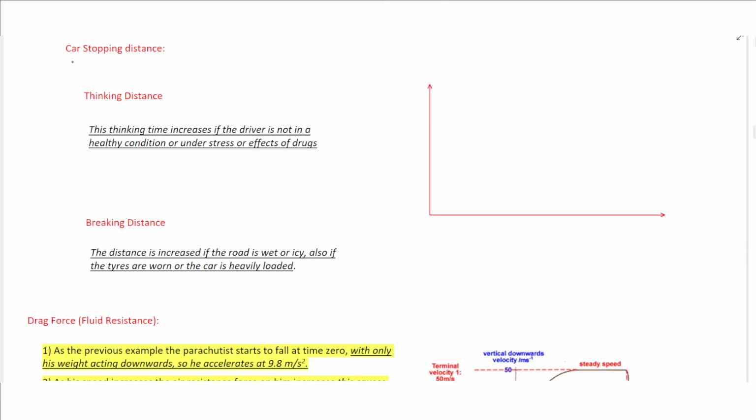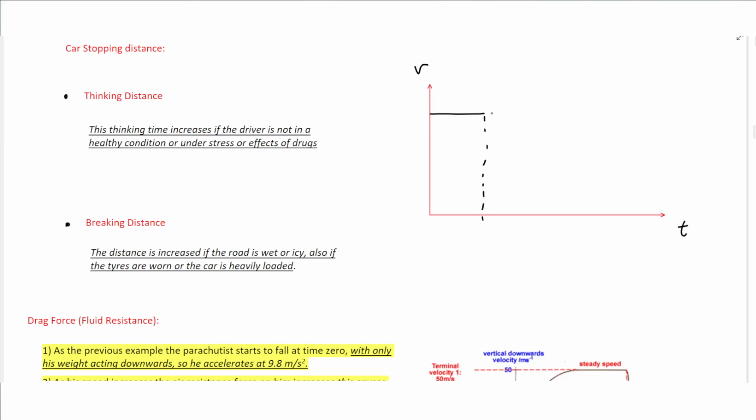In recent exams, you are required to mention something called the thinking distance and the braking distance, or the stopping distance, of a moving vehicle. If you draw a velocity time graph for a vehicle with a driver that sees an obstacle then decides to hit the brakes, during the reaction time, the velocity of the vehicle does not change. This is called the thinking time.